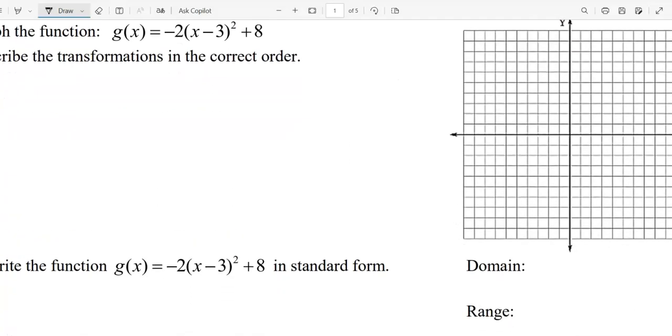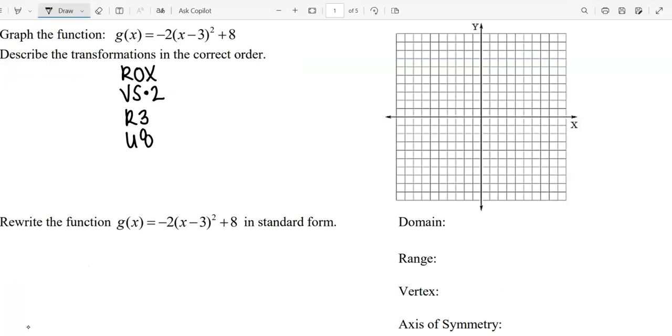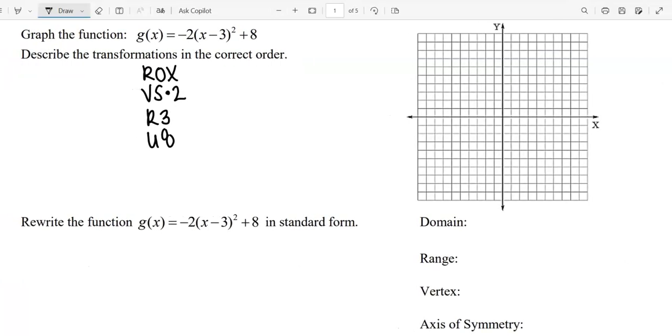All right, what's the negative do in the front? Reflection over the x, okay? 2. Vertical stretch by 2. Minus 3. Right 3. Plus 8. Up 8. If I'm transforming 0, 0, 0, 0 does not get reflected, and it doesn't get stretched. So it's just going to move to the right 3 and down 8. That's my new vertex because 0, 0 was the vertex of my parent function.